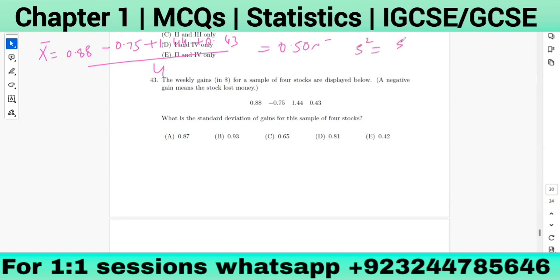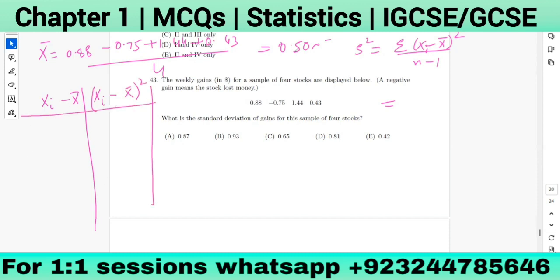S square is equal to summation x minus x bar whole square over n minus 1. So you need to find xi minus x bar. Then you need to find xi minus x bar whole square. Okay, find the two columns. X bar is 0.50. 0.88 minus 0.50 in this way. Do these four calculations.